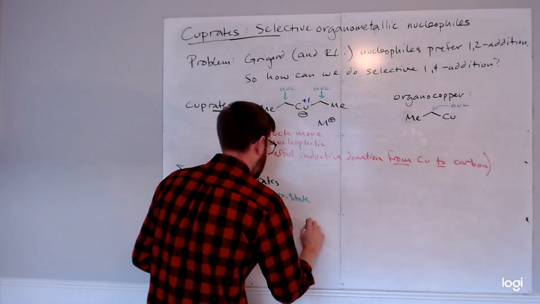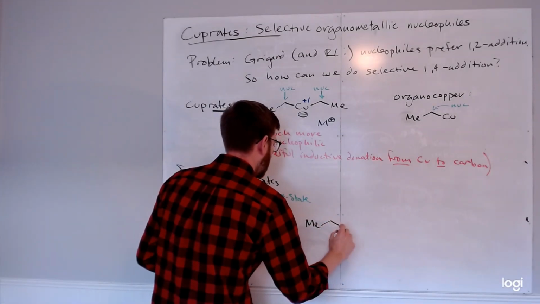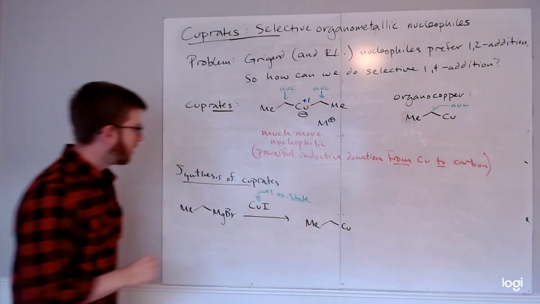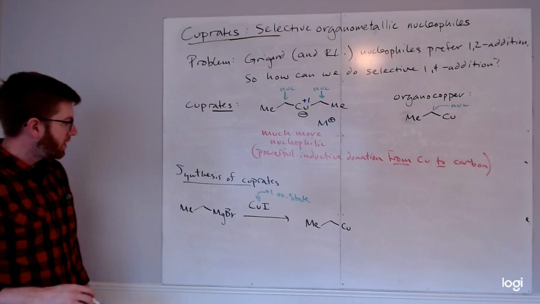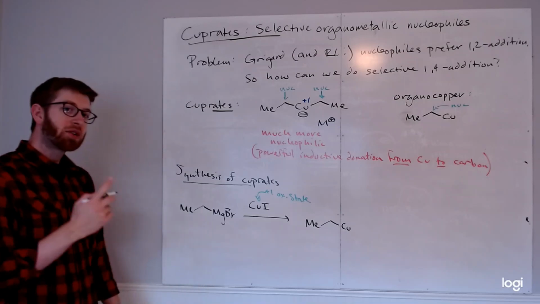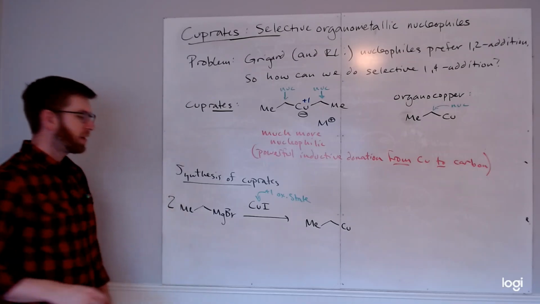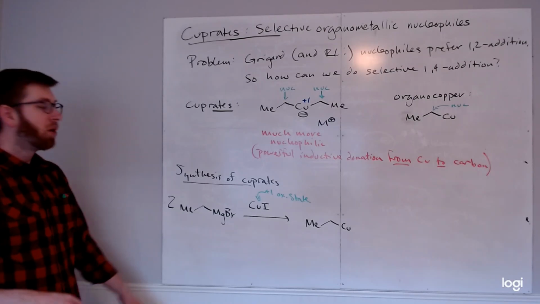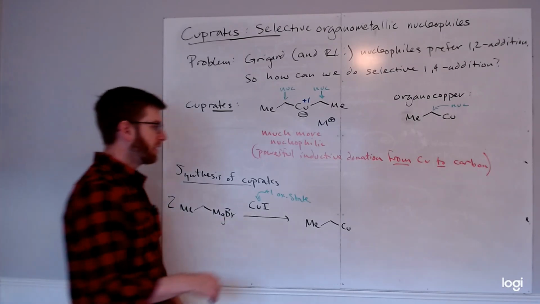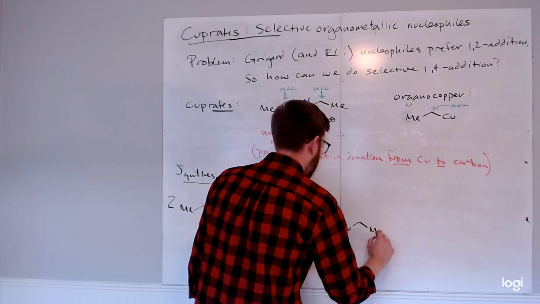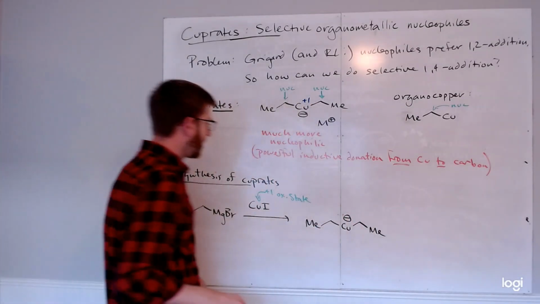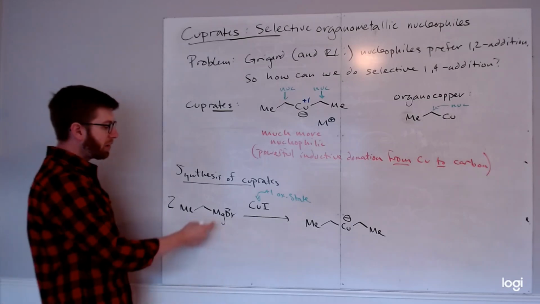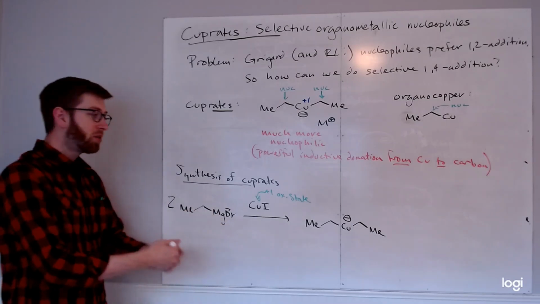So we make a new carbon-copper bond, and we actually end up making two of those. So we have two equivalents of our ethyl magnesium bromide, one equivalent of the copper iodide. We end up with both of those groups attached to the copper. The copper is negatively charged. The cation here will be a magnesium and still a bromide unit bonded together.